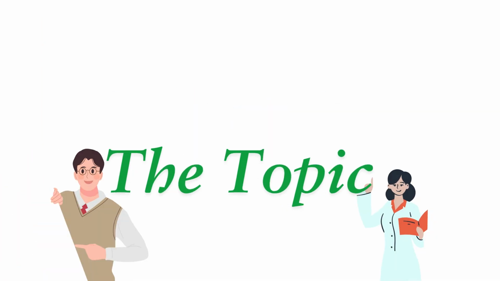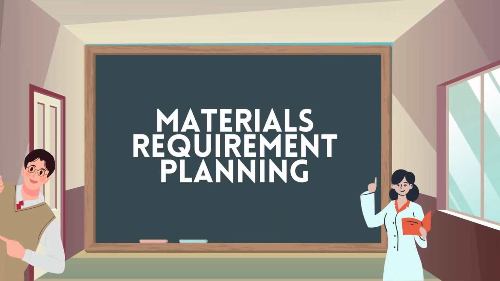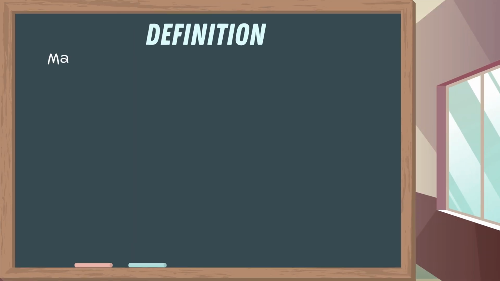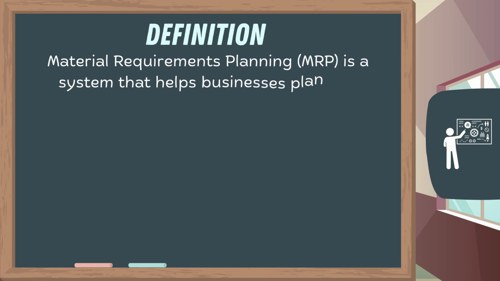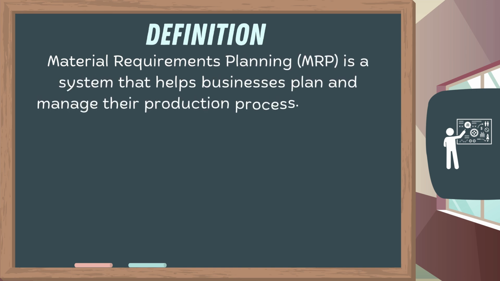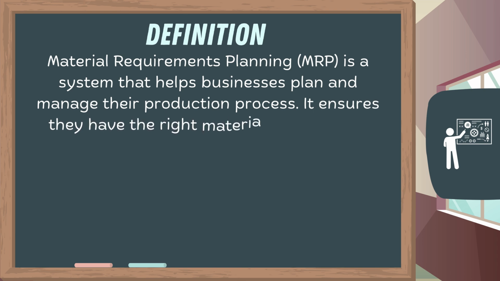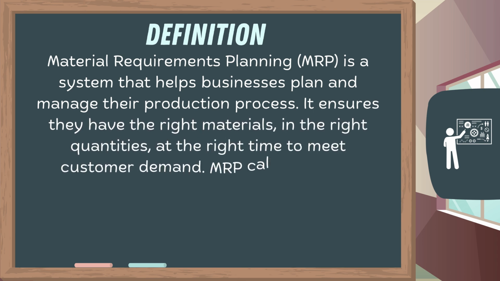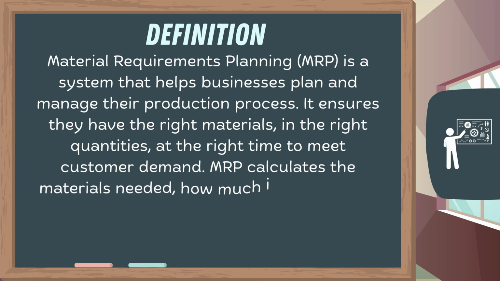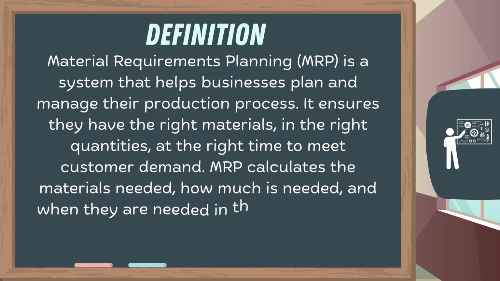What is the topic? Today we are going to talk about material requirements planning. Let's talk about the definition. Material requirements planning, MRP, is a system that helps businesses plan and manage their production process. It ensures they have the right materials in the right quantities at the right time to meet customer demand. MRP calculates the materials needed, how much is needed, and when they are needed in the manufacturing process.